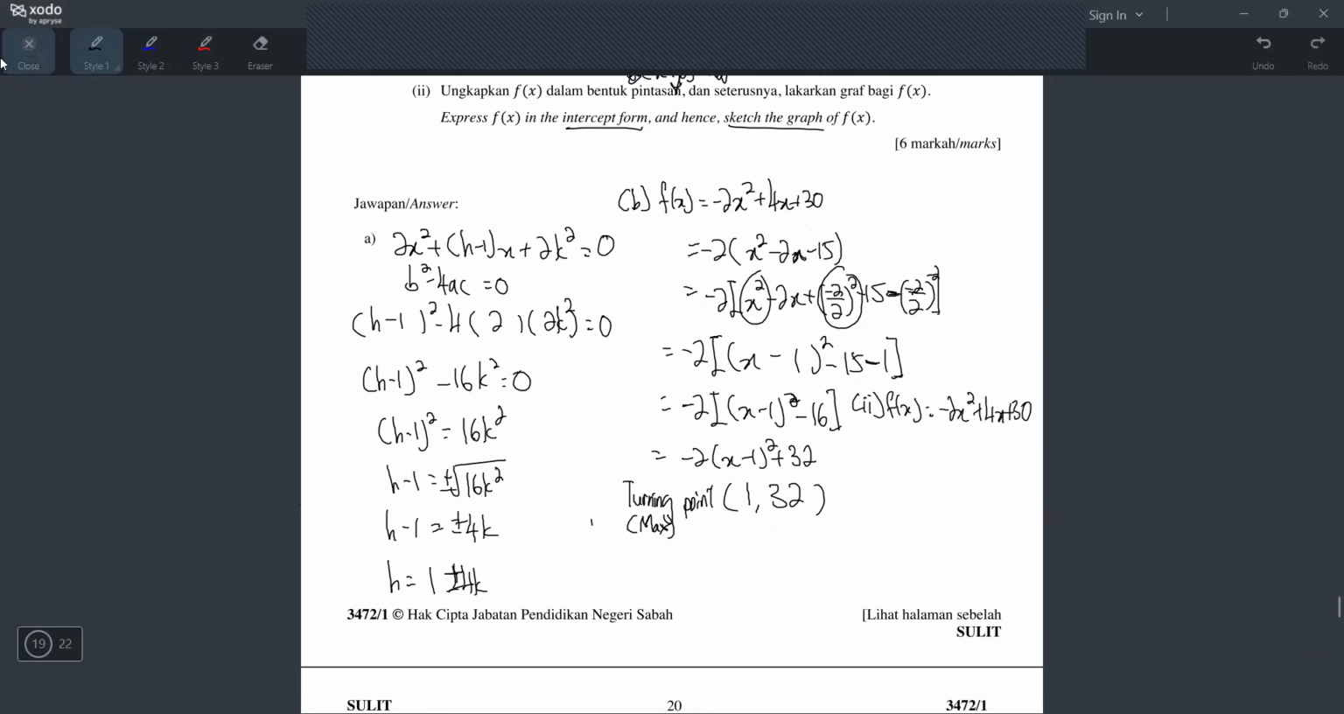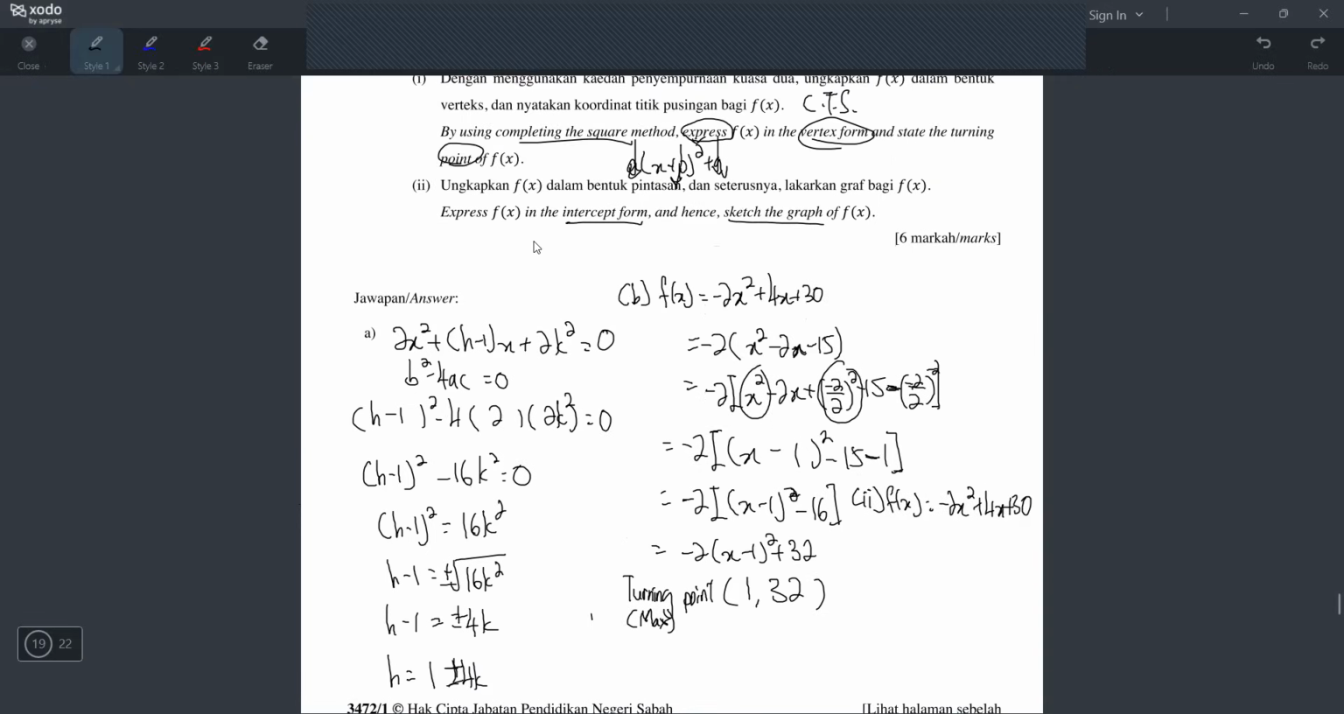Before I start, I just want to tell you the intercept form will look like this: a, then (x minus b), (x minus c). It's not necessarily minus; sometimes it can be plus also. But intercept form looks like this: a(x minus b)(x minus c), where b is the x-intercept and c is also the x-intercept. So this is how the intercept form looks like, right?